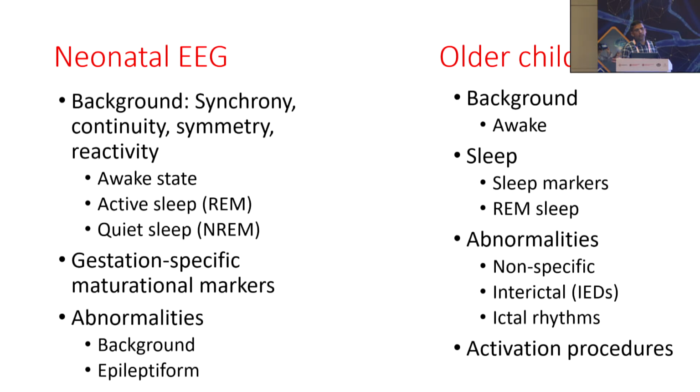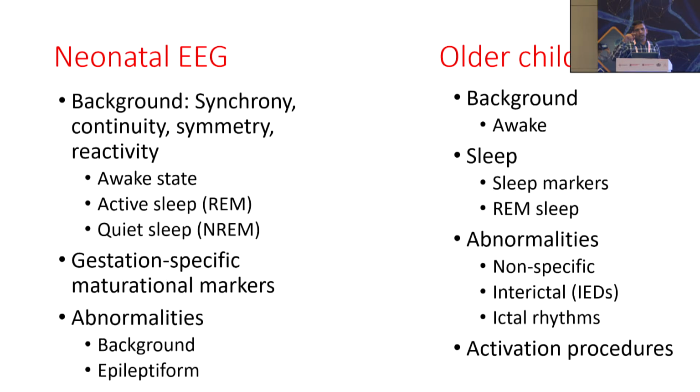So background dysfunction, continuity or discontinuity of the background, is an important parameter when you describe the background. And sleep states, other than awake, you have active sleep and quiet sleep. As I mentioned earlier in the talk, newborns go from the awake state into REM equivalent, that is active sleep. So it's kind of like narcolepsy. Then quiet sleep happens after the active sleep. So awake, active sleep, and then quiet sleep. So this is one whole cycle.